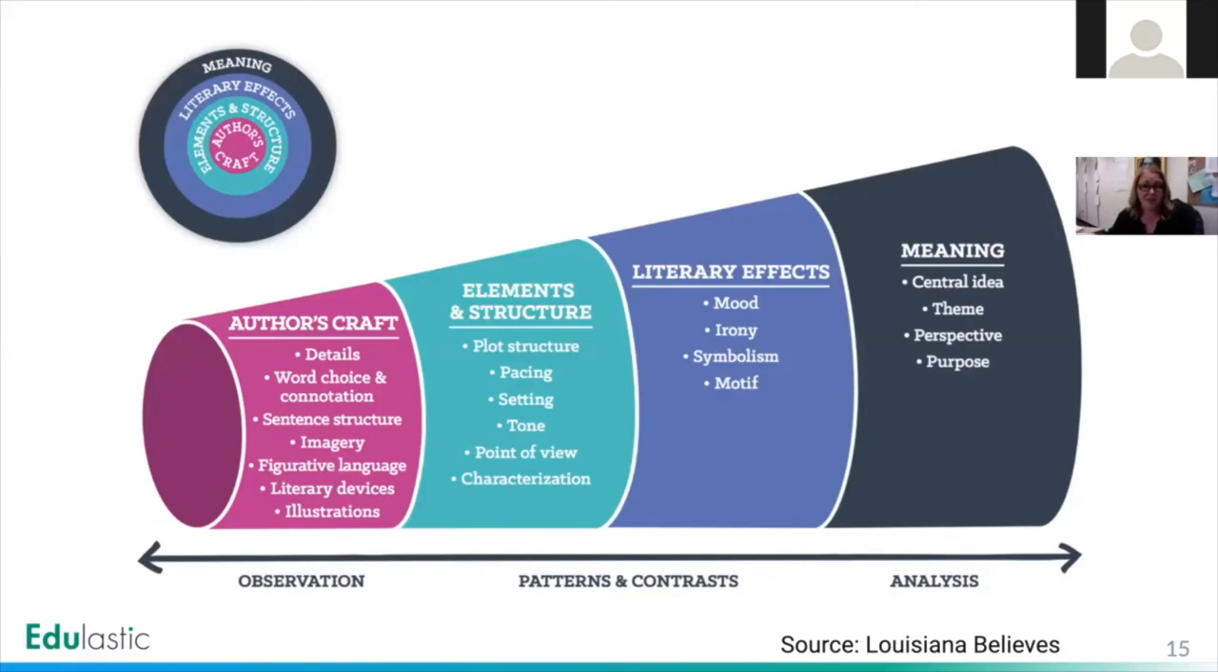I find that it's really easy to do item sets if I have this tool in front of me. And this is called the Reader Circles. What I'm doing is asking them questions that start with observation questions and go up to analysis questions. I'm not going to start with a theme question or a purpose question, because that's a higher level of thinking. So I want to make sure that I'm asking those questions later and that I'm leading my questions up to that. So I'm going to ask questions about the author's craft and elements and structure before I even get to literary effects and meaning.